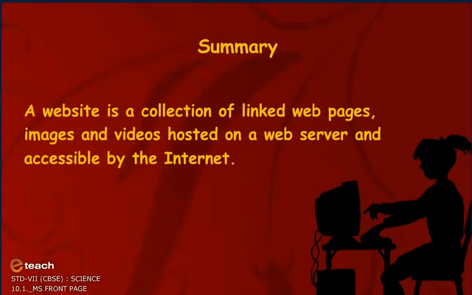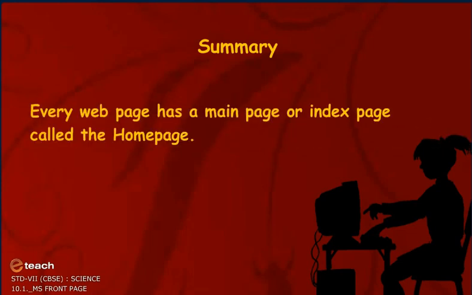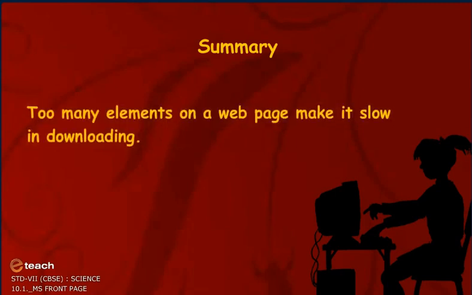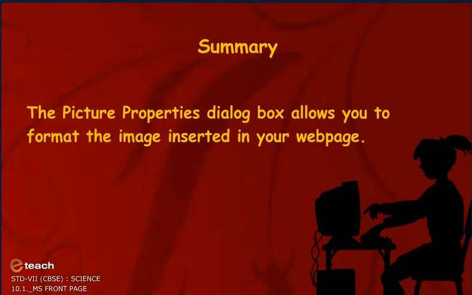Summary. A website is a collection of linked web pages, images, and videos hosted on a web server and accessible by the internet. To create a website, we need special software known as web authoring software, such as FrontPage. Every website has a main page or index page called the home page. Too many elements on a web page make it slow in downloading. The Picture Properties dialog box allows you to format the image inserted in your web page.